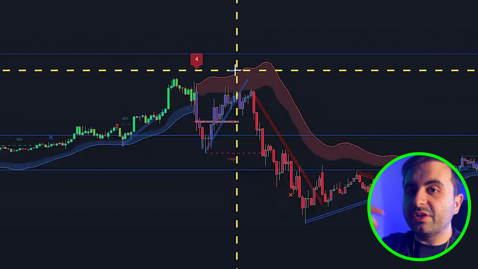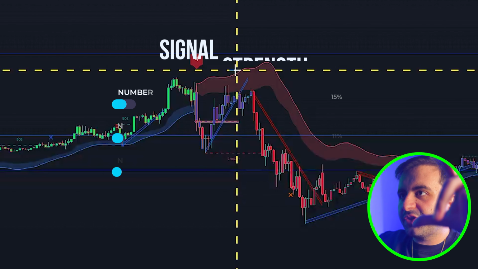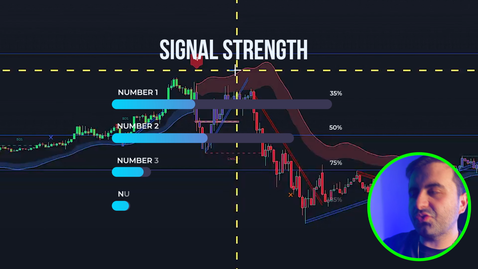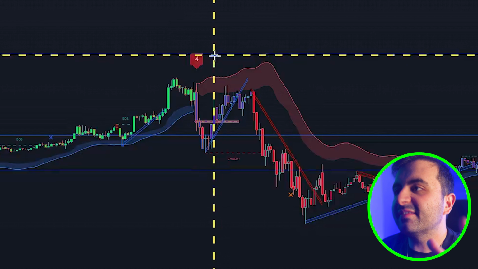That means, what is 1 2 3 4? I am putting on this screen, you can see that from 1 to 4. 4 is the highest strength, so we got the highest strength sell signal here.